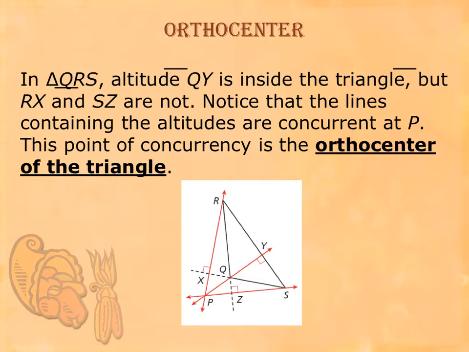So, that point where they meet up is called the orthocenter. You don't need to know anything else about the orthocenter other than it is called the orthocenter. That's it. For right now, you don't need to know any formulas, you don't need to know any math of it. The altitudes meet up at something called the orthocenter. That point of concurrency is the orthocenter.